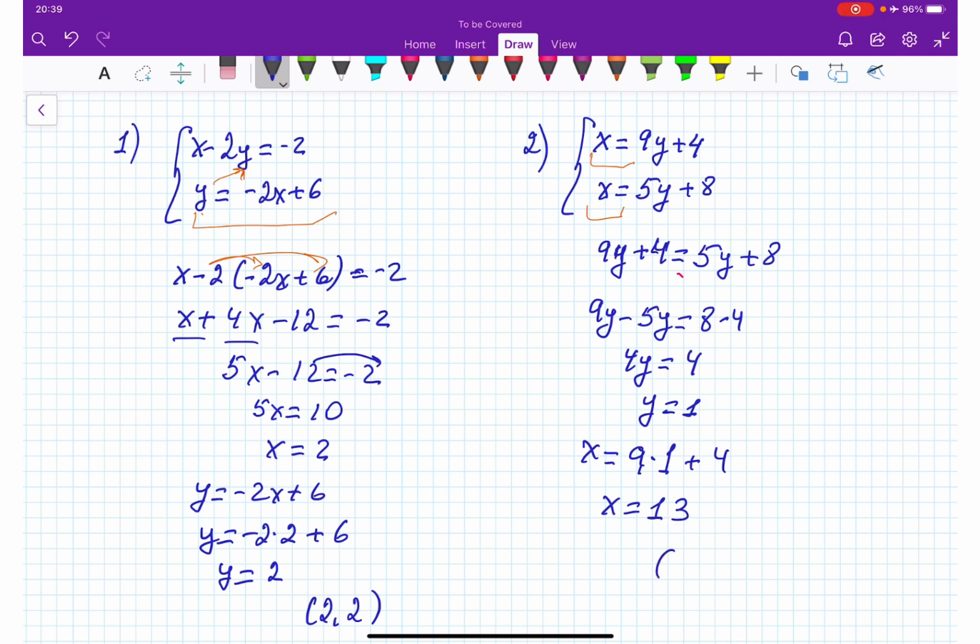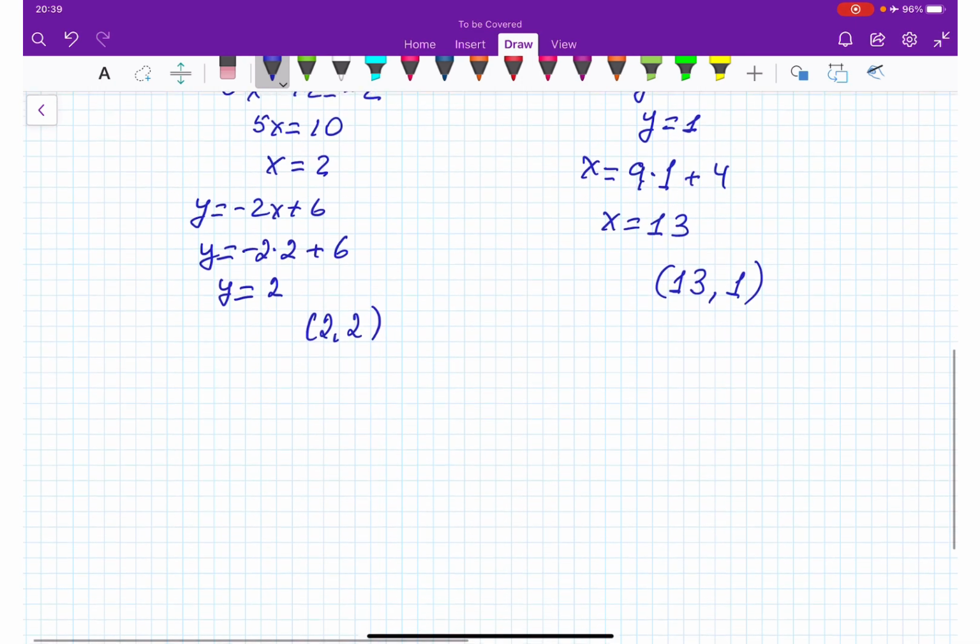So first, always we place the value of x, 13. Second comes y. That's how you know, by position, because first always goes x, second goes y. Question number 3.